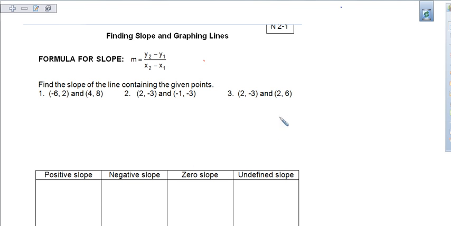Alright, let's take a look at the notes from Chapter 2, Section 1, which is all about graphing and slopes. And so, first thing you need to remember is the slope formula. So the slope formula is just y2 minus y1 divided by x2 minus x1, and you probably have heard it mentioned as rise over run.